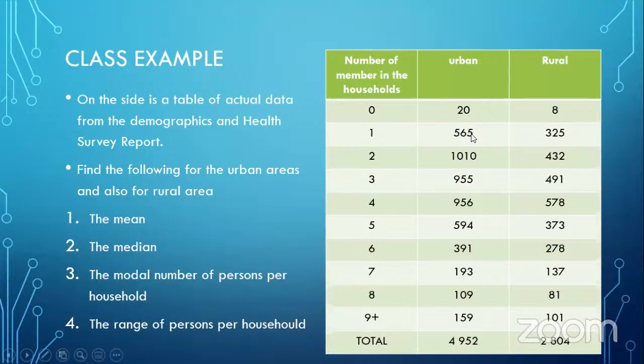A household means, at your home, how many people are you living with? You don't have to count them. Maybe let's say 4. Maybe you live with your mother, your dad, and there's you and your little sister. There are 4 of you. That is a household. That is just 1 household. That's what I mean.